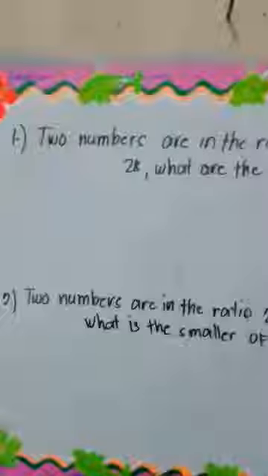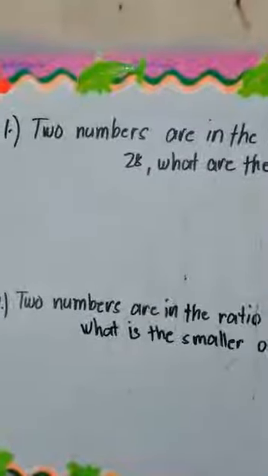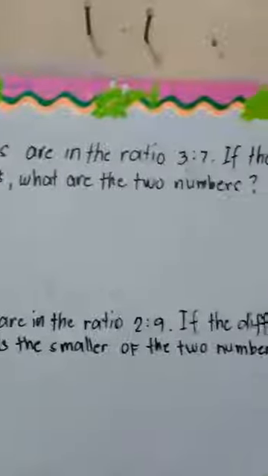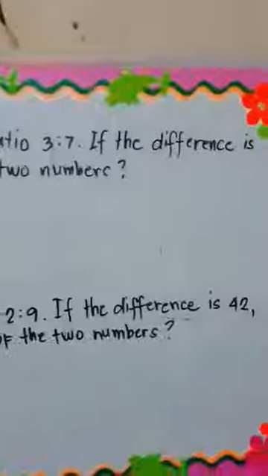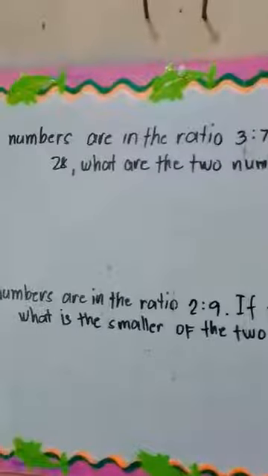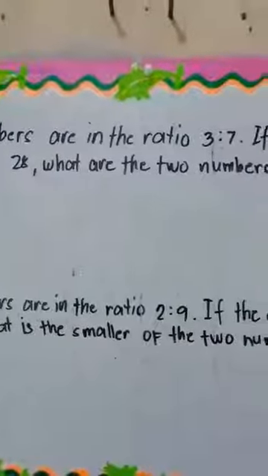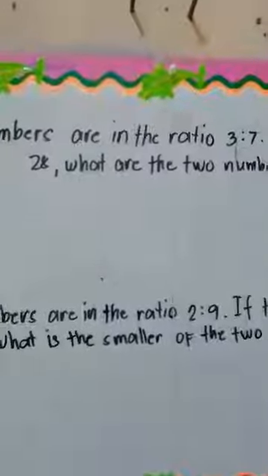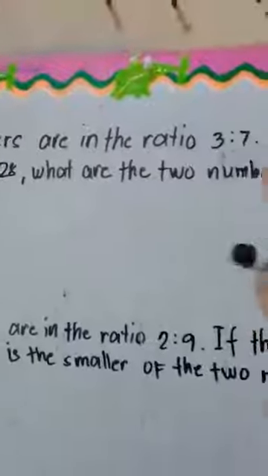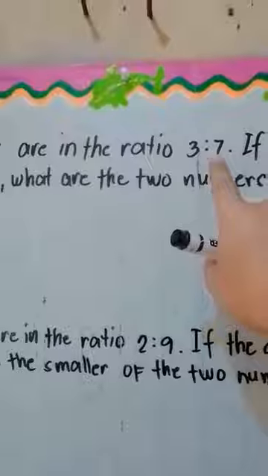I will share with you the quickest trick on how to solve ratio. This is the example. I have two examples here. Two numbers are in the ratio 3:7. If the difference is 28, what are the two numbers? So, let us first find the difference of the ratio.